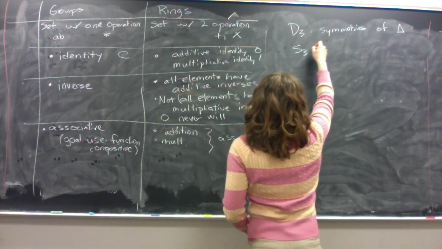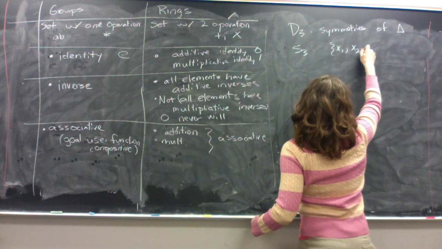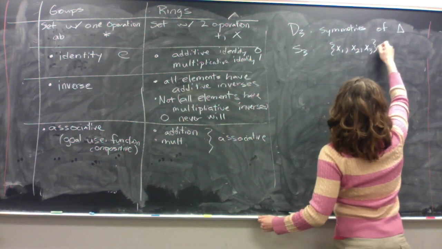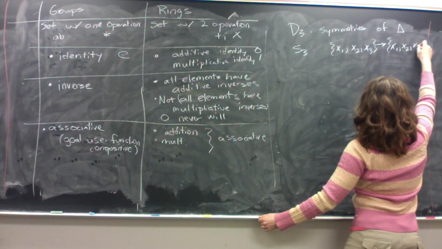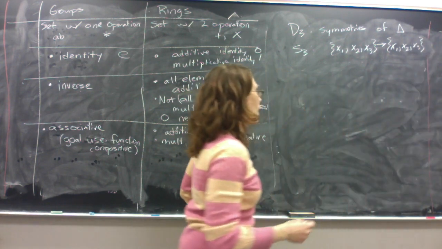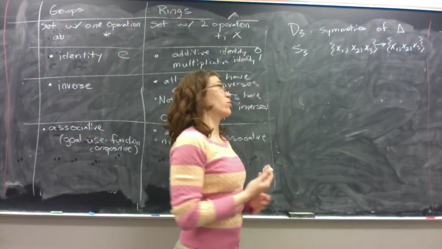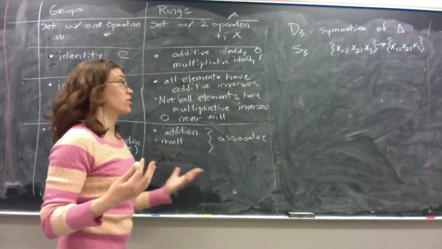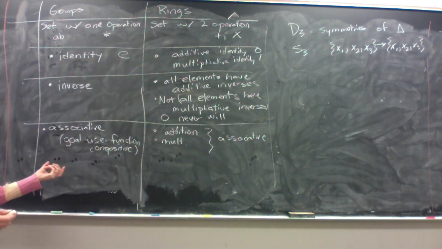And then S3 we thought of as functions from, or permutations of, x1, x2, x3 to itself. And these are also functions, and so the operation could then be thought of as function composition, which again we know is associative, and we don't have to prove that it's associative. In general, this is really hard. Okay, so I wanted to highlight that that's our way of getting around associativity.